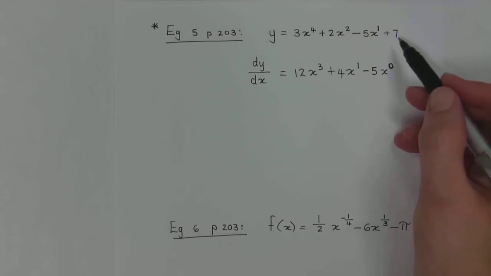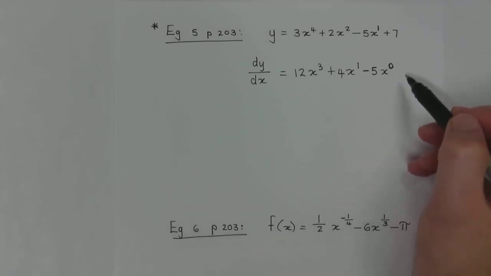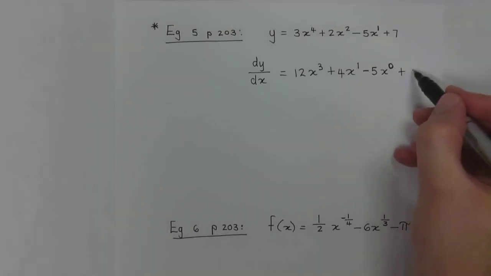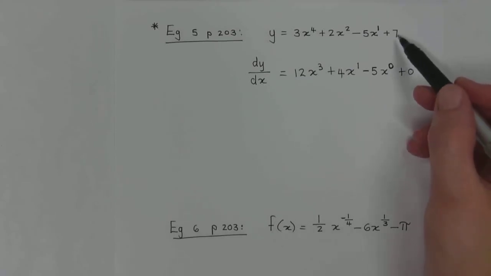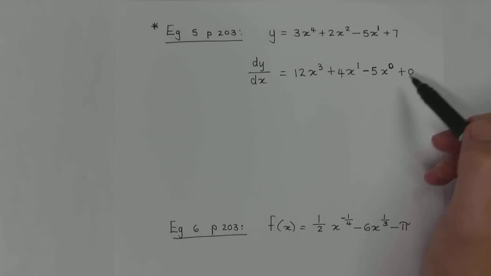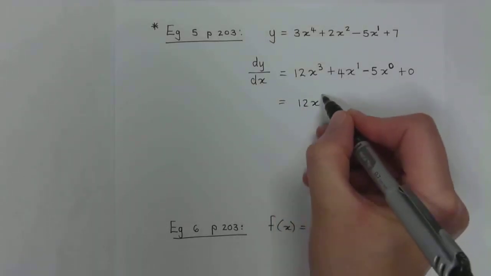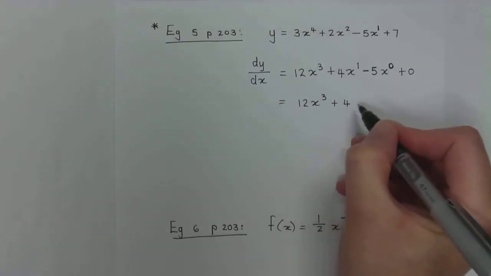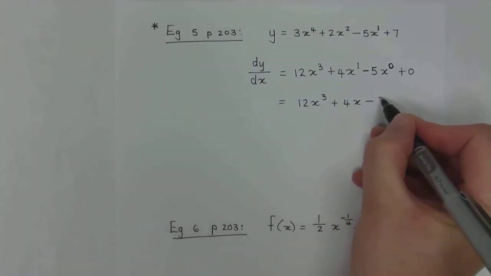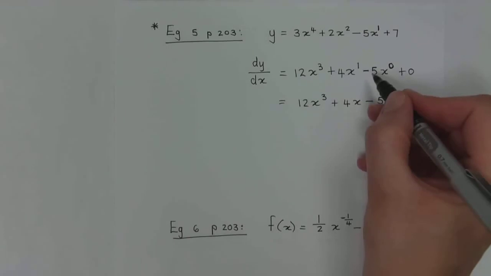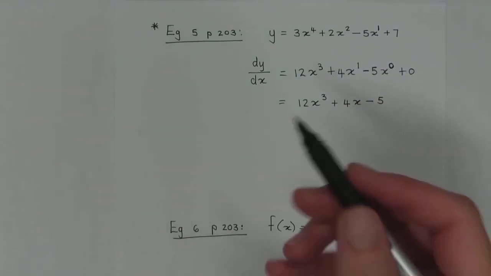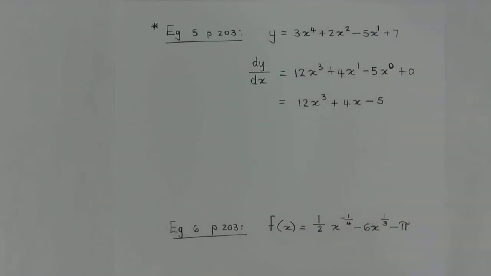Now be very careful because this is also the first time we've done this particular one. The derivative of a constant, people, is 0. So I can put plus 0 there, but again, it's not necessary, but you have to remember, if I find the derivative of a constant, it's equal to 0. So I'm going to clean this up, and I'm going to say it's 12x to the power of 3 plus 4x minus 5, because obviously x to the power of 0 is 1, so 5 times 1 is negative 5. So that is the derivative of that particular function.